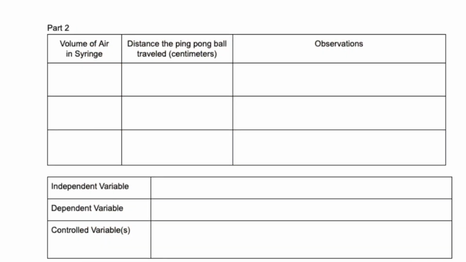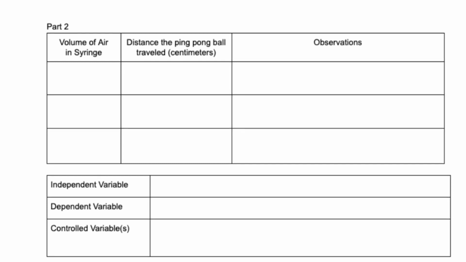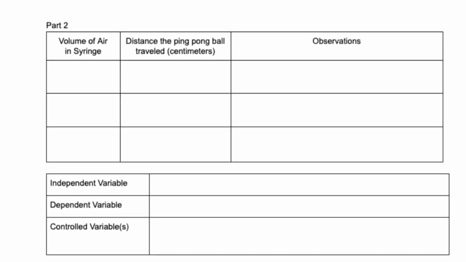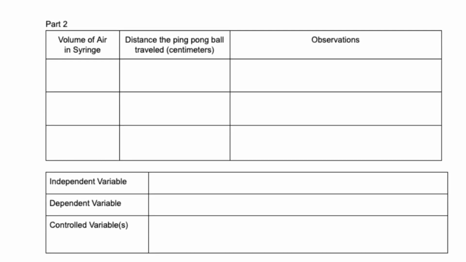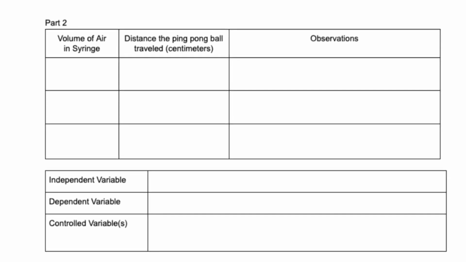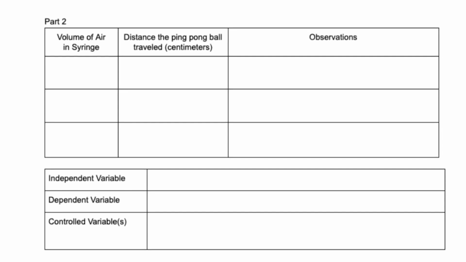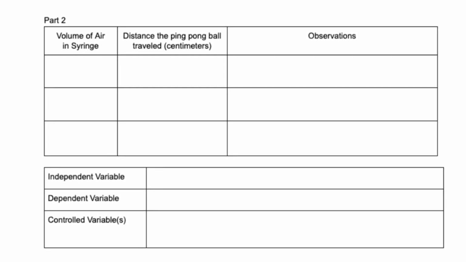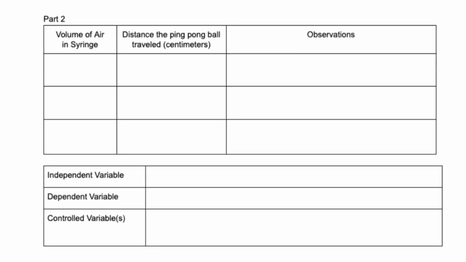Look at part 2 on your worksheet. Here's the data that you will be collecting. You need to observe the volume of air in the syringe for each trial, the distance the ping pong ball travels in centimeters for each trial, and then the observations of what happened. Notice there on your worksheet as well, you'll need to list the independent variable, the dependent variable, and the controlled variable or variables.